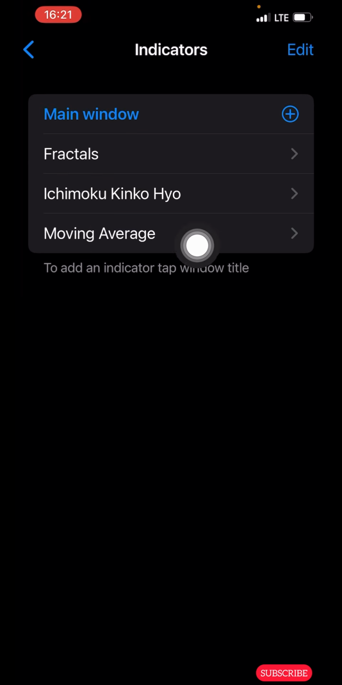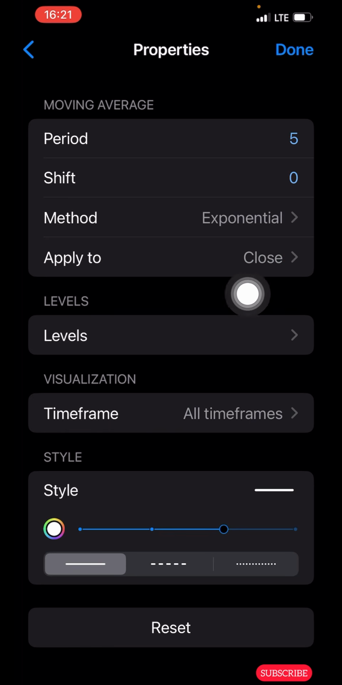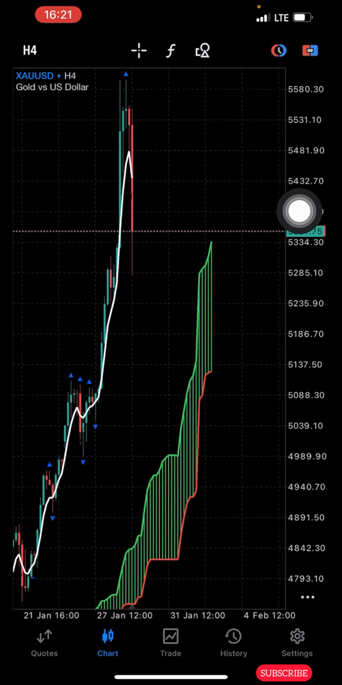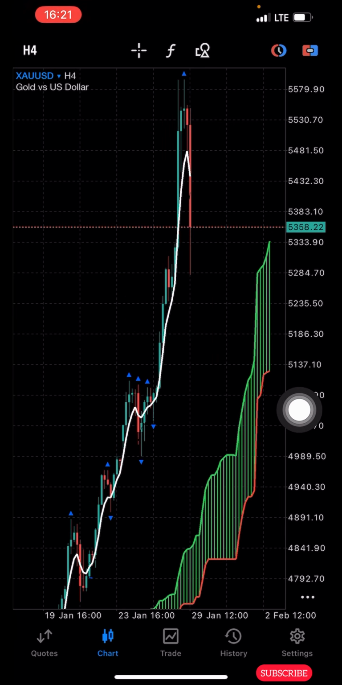Now lastly, we have the moving average. You click on the main window plus icon, you search for your moving average. For the moving average, you make the period 5, shift is 0, method is exponential, apply to close. The level, you leave it as it is, time frame is all time frames. The style, you make it color white, 3 pixel, you click on done. Once you set everything correctly, as I've just explained, you are going to have a screen like this. All right, so this is how you go about it.